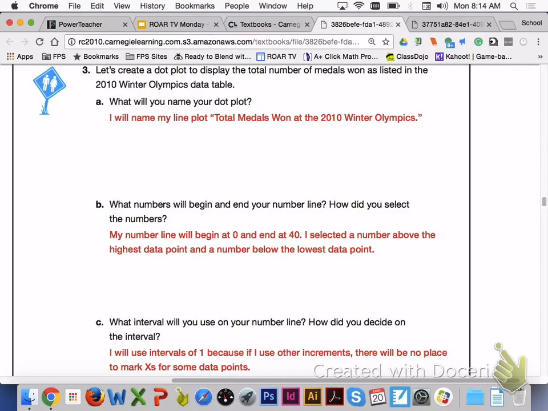For number 3, letter A, the title for your line plot or dot plot can be Total Medals Won at the 2010 Winter Olympics. For letter B, your number line will begin at 0 and will end at 40. You want to select a number above the highest data point and below the lowest data point for your number line. And for letter C, you will use intervals of 1 because if you use other intervals, there will be no place to mark X's for some data points.